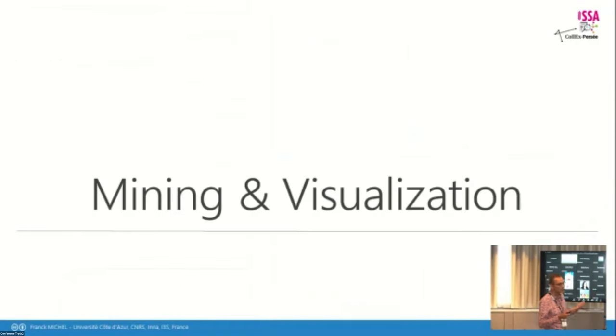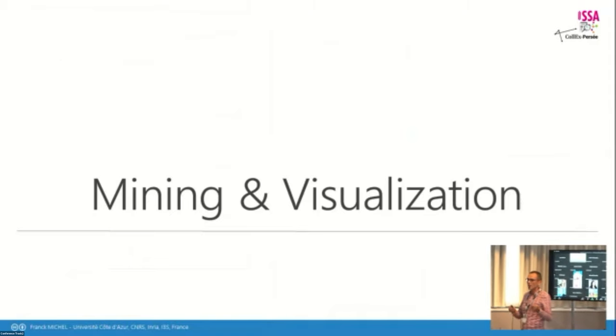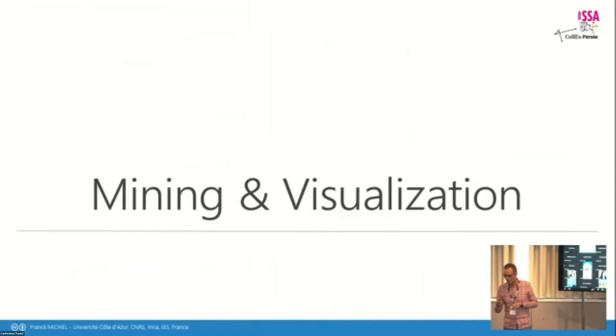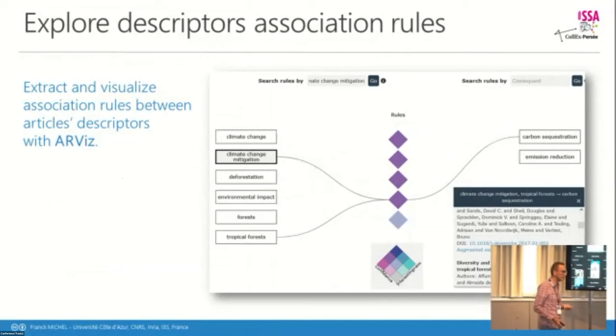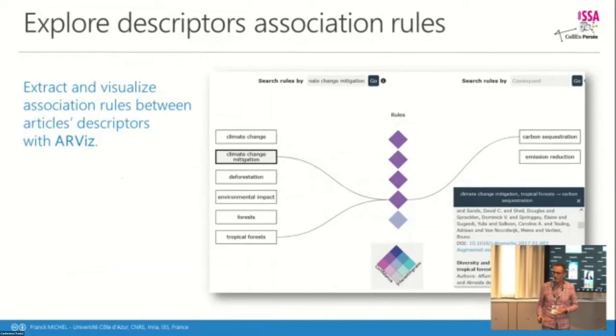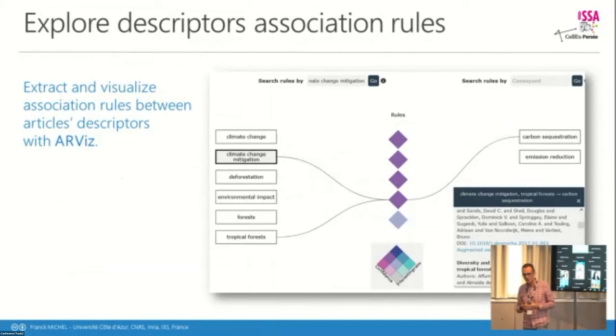Okay, so once we have done that for all the articles of the archive, we have a data set that we publish on the web using linked data principles, and then we can start doing a bit more fancy stuff. So we have three user interfaces. I will show two of them, which are the most interesting. The first one is about descriptors association rules. So remember, descriptors, these are terms from a vocabulary that characterize the article as a whole.